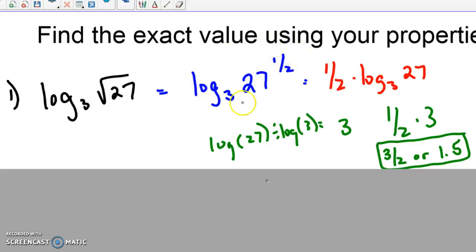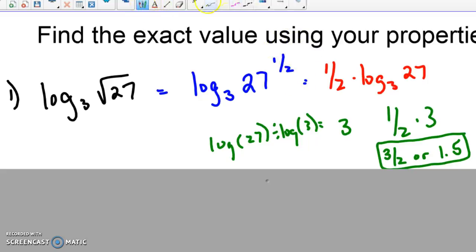Now, some of you might try and type this in like the log of the taller number divided by the log of the smaller number. That's fine, you can do that. But when you type it in, it's a log of 27 to the 1/2 power. You need to make sure you include that, close the parentheses, and then divide it by the log of 3.